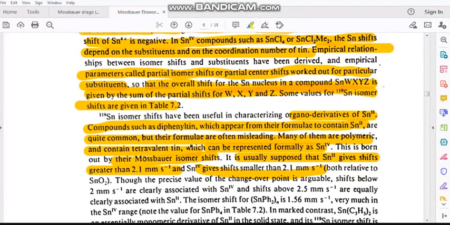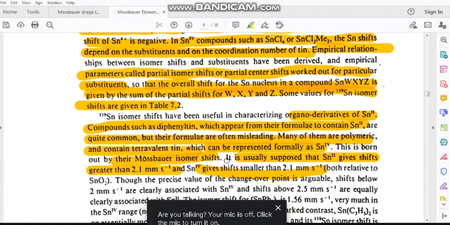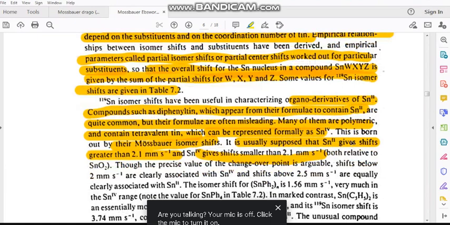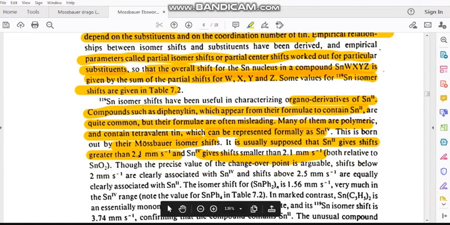So that means on tin we have four alkyl substituents, which can be represented formally as tin 4. So from the formula we can say tin 2, but it has a polymeric structure. It contains tetravalent tin and we can represent it formally as tin 4. This tin 4 result comes from the Mössbauer isomer shift. It is usually supposed that tin 2 gives shifts greater than 2.1 mm per second for the isomer shift value, whereas tin 4 gives isomer shift smaller than 2.1 mm per second.